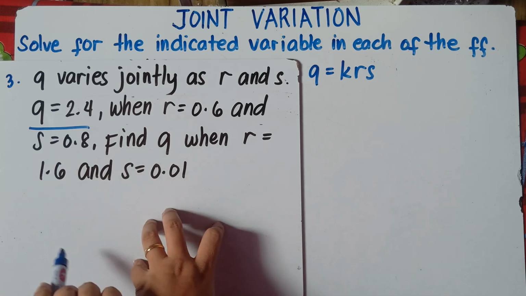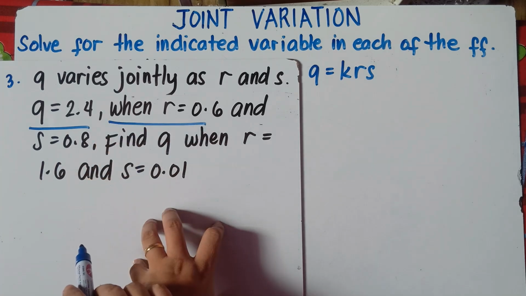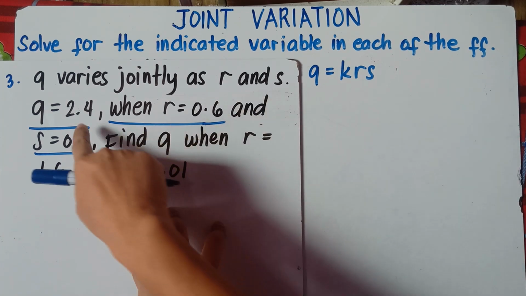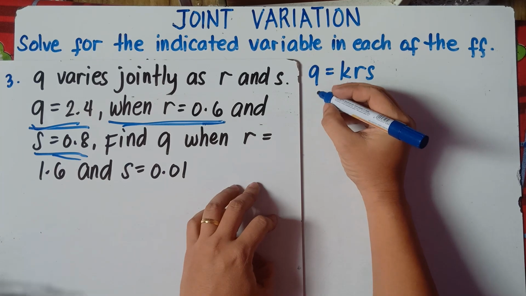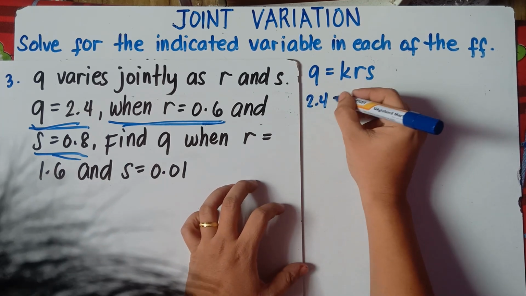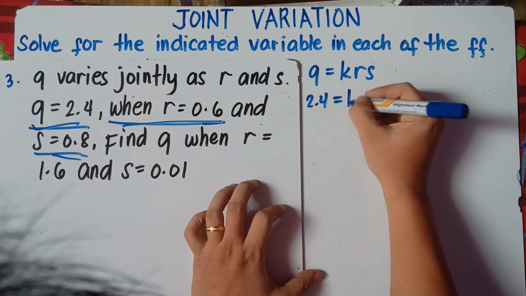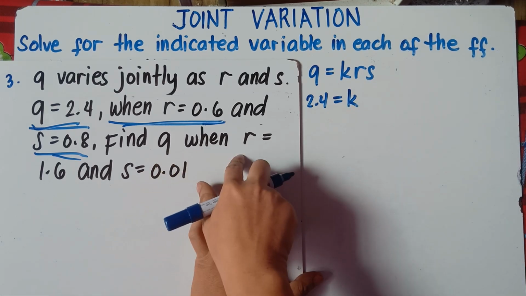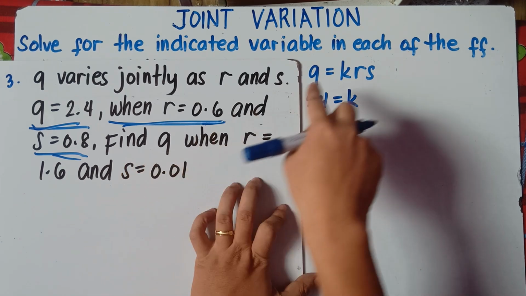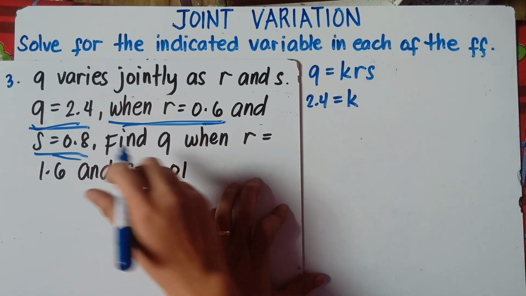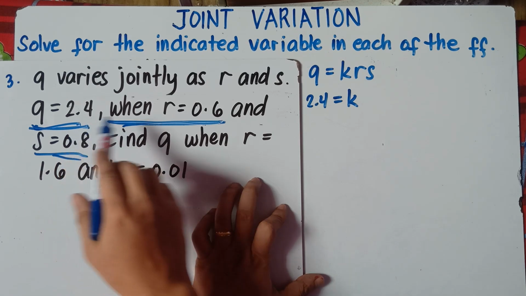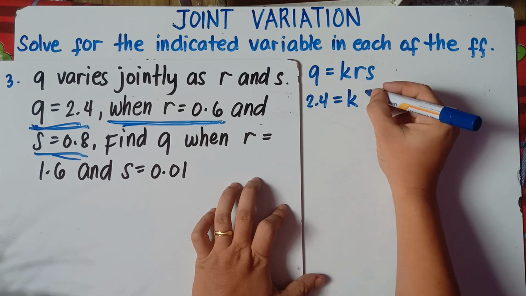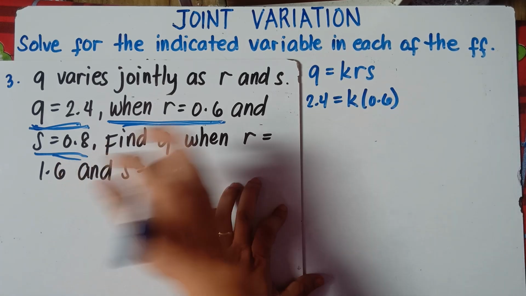And the next step is you need to find K given the second statement. So you have Q equals 2.4, R equals 0.6, and S equals 0.8. So you copy the value of Q, substitute, class. Once again, second statement first for you to find K. We cannot answer the last statement, class. You are told to find Q, we don't have Q, and we don't have K. So that's why we need to find K given the second sentence. Q equals 2.4, then copy K, then R is 0.6, then S is 0.8.